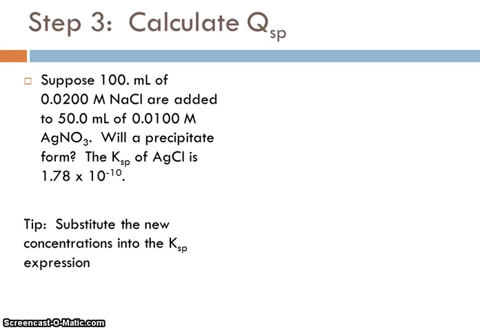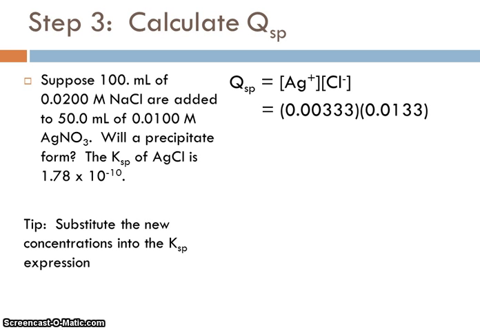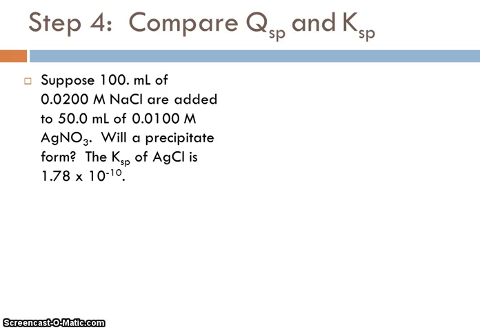All right, so now we can substitute these new initial concentrations into the Qsp expression. We're going to call it Q because it's our reaction quotient. What's the ratio of ions right now? All right, so we're going to substitute in the silver ion concentration, multiply it by the chloride ion concentration. We get a value of 4.43 times 10 to the minus fifth. That's the current Q. All right, well, our last step is to compare Q to K.